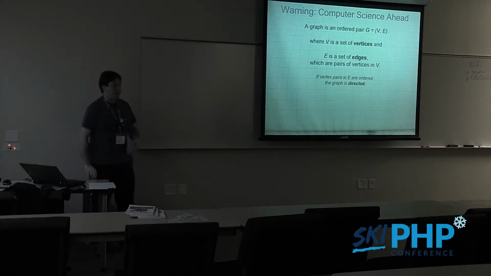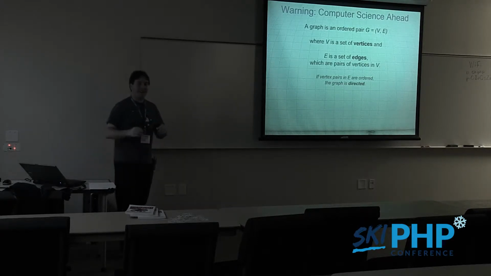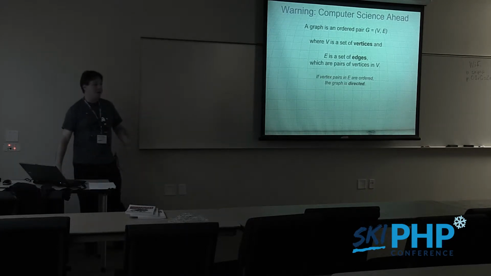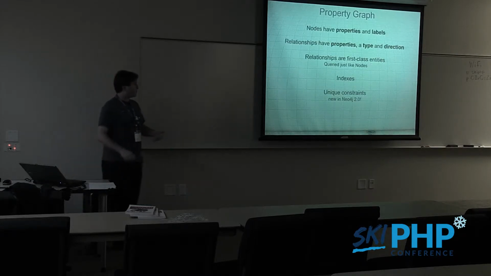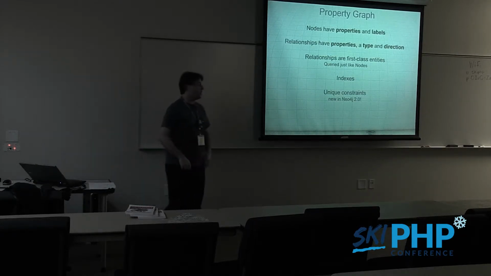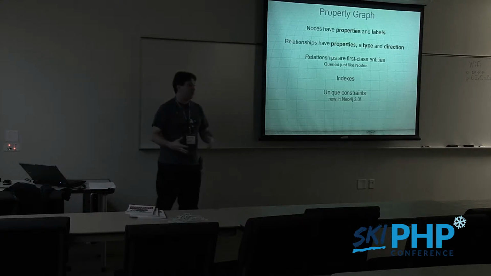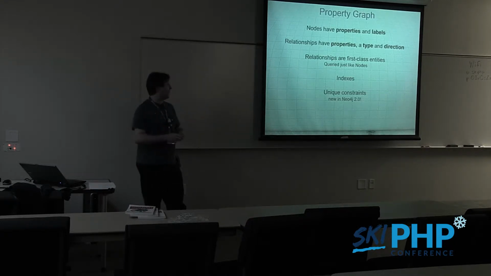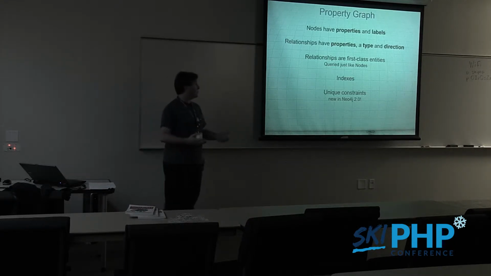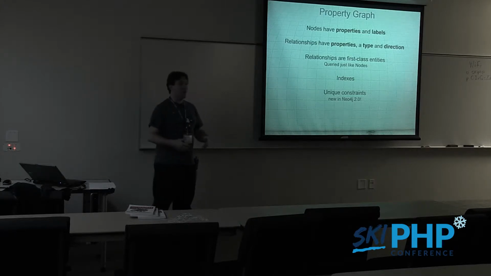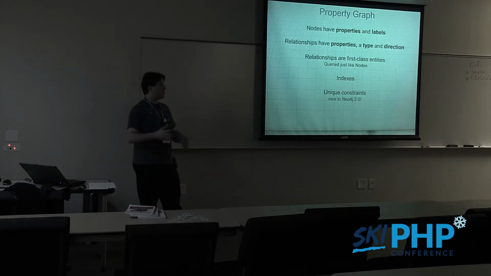I'm going to change up the vocabulary a little bit. The precise computer science graph theory vocabulary is vertices and edges. Instead, we're going to talk about nodes and relationships, because that's what Neo4j uses. Neo4j is a specific type of graph called a property graph. In a property graph, you have nodes which have properties and labels. Properties is basically just a key value pairing.